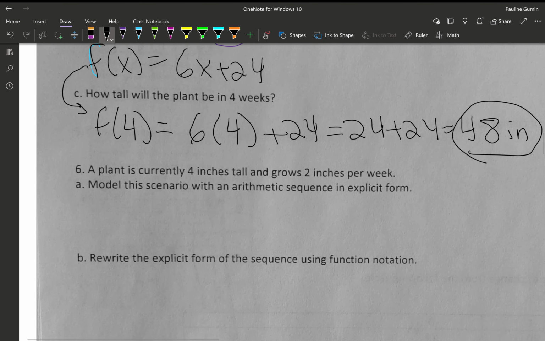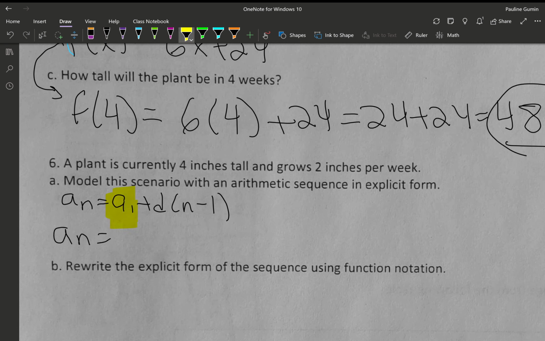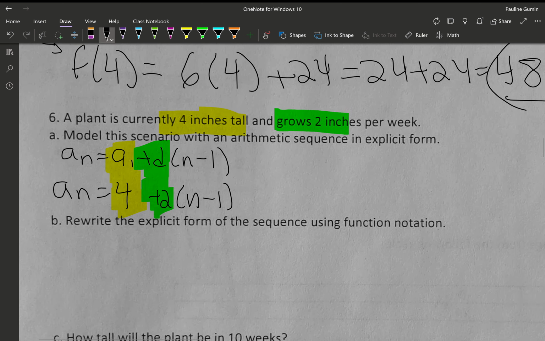Let's do the same thing for number 6. A plant is currently 4 inches tall and grows 2 inches per week. Let's model the scenario with an explicit form of the arithmetic sequence. Here is our formula. A1 is our starting growth, our first term, so 4 inches. D is our common difference, our pattern, grows 2 inches, so plus 2. And n minus 1 stays as it is.